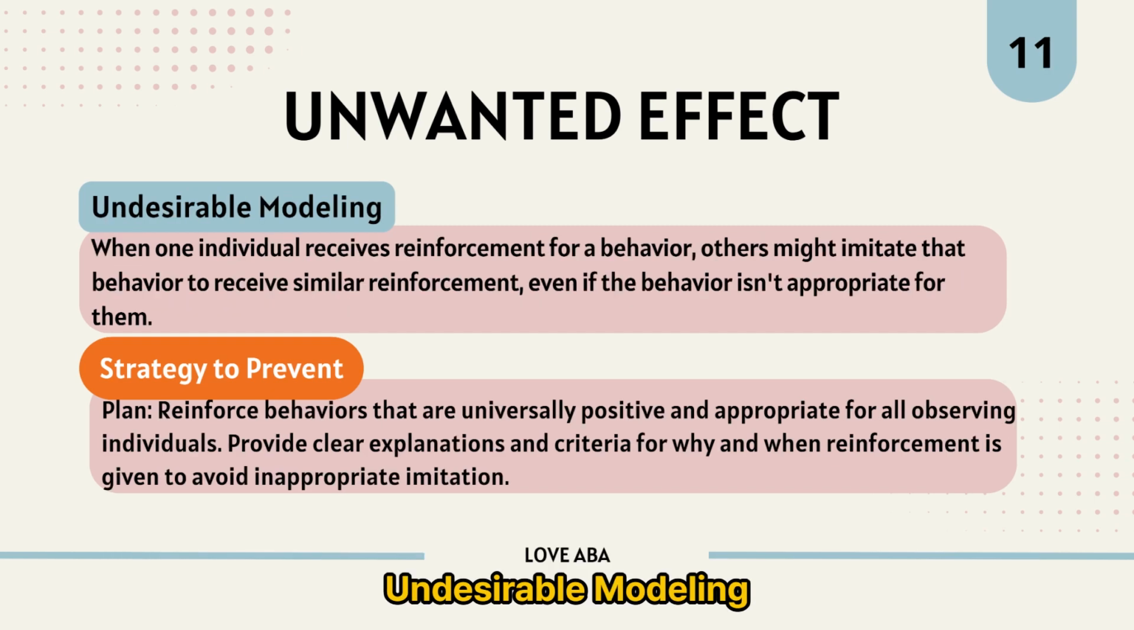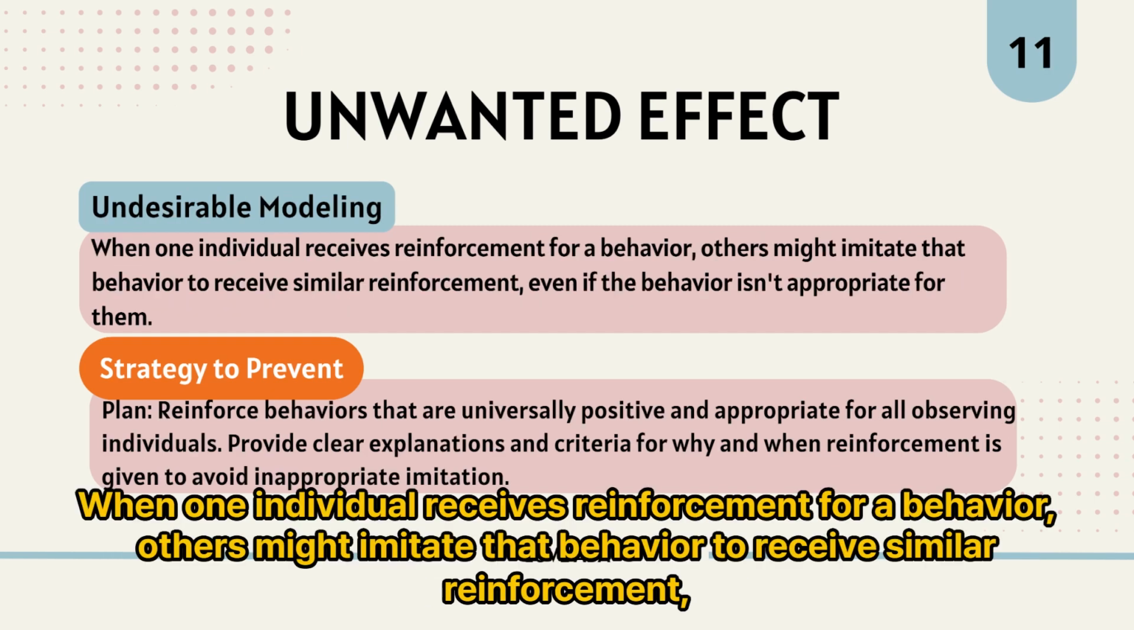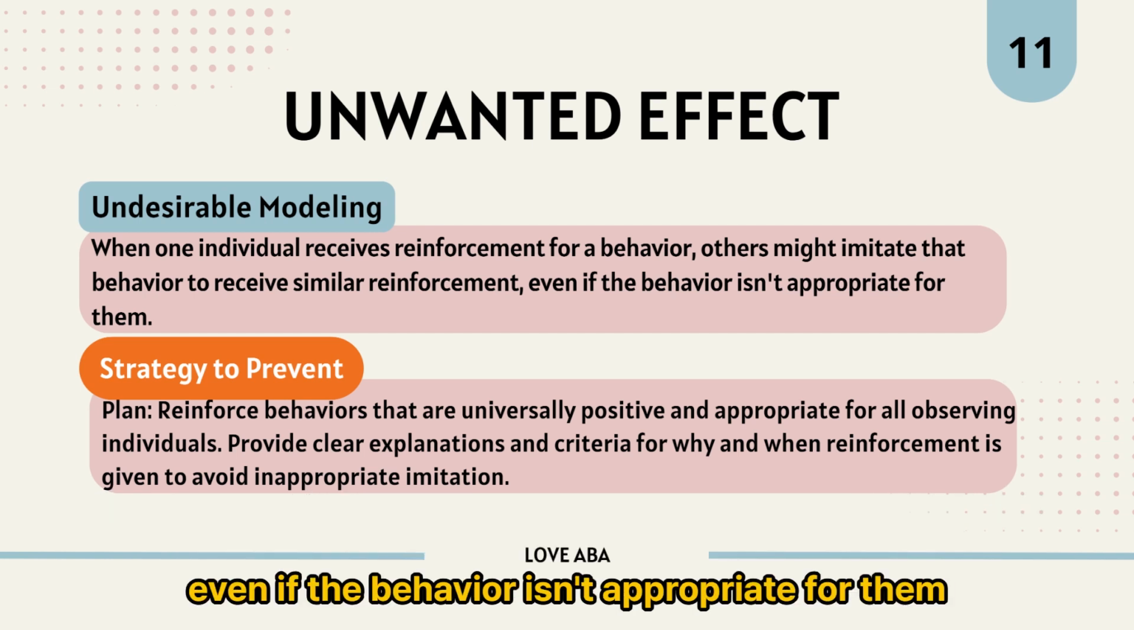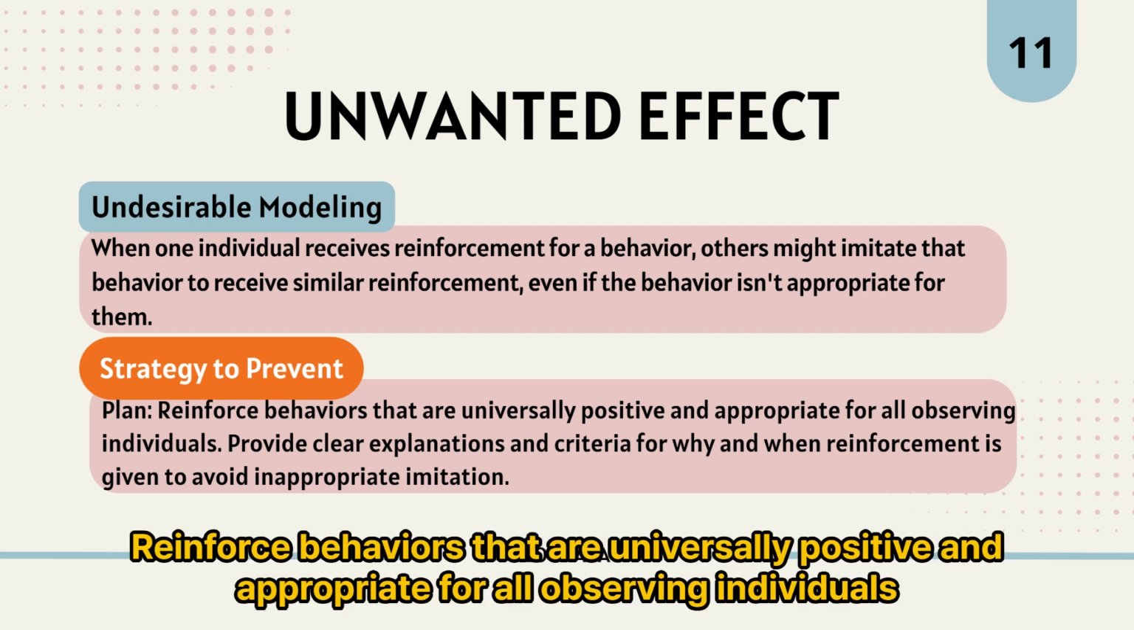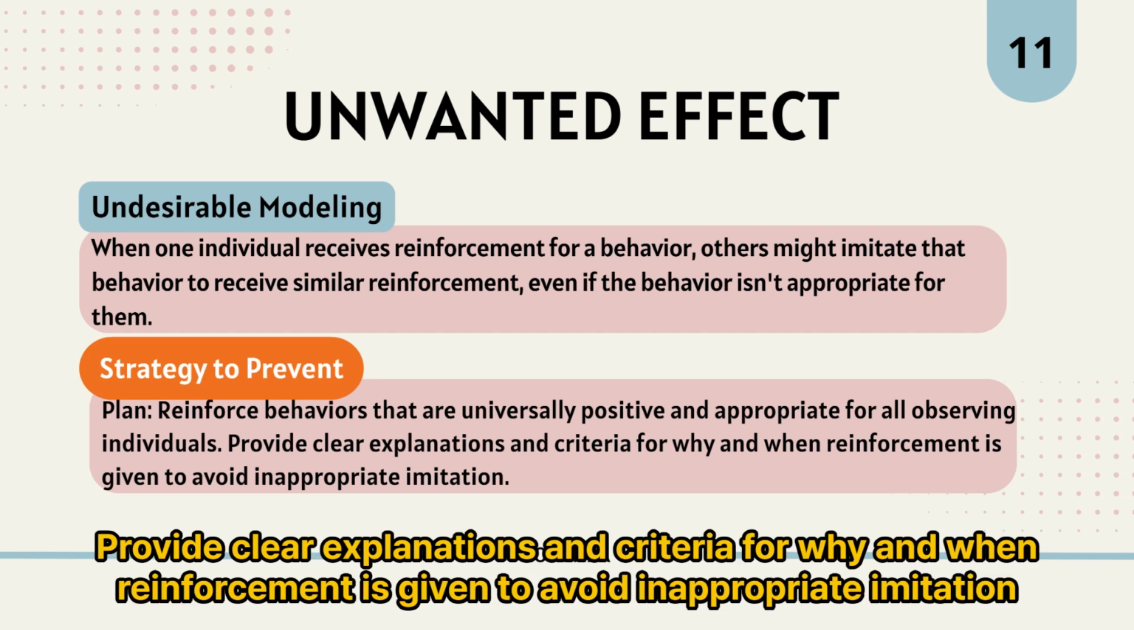Undesirable modeling. When one individual receives reinforcement for a behavior, others might imitate that behavior to receive similar reinforcement, even if the behavior isn't appropriate for them. Strategy to prevent. Reinforce behaviors that are universally positive and appropriate for all observing individuals. Provide clear explanations and criteria for why and when reinforcement is given to avoid inappropriate imitation.